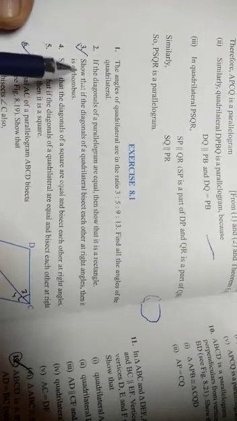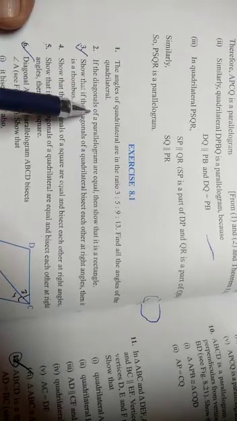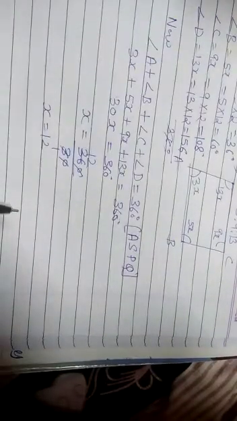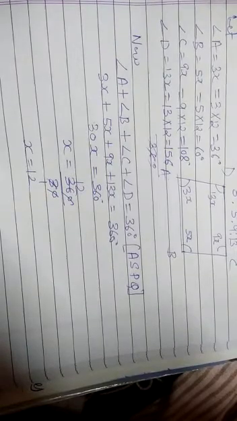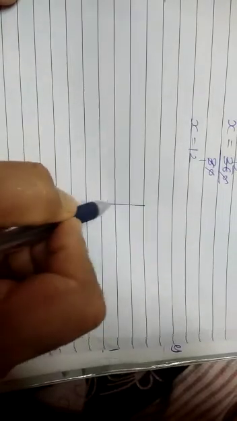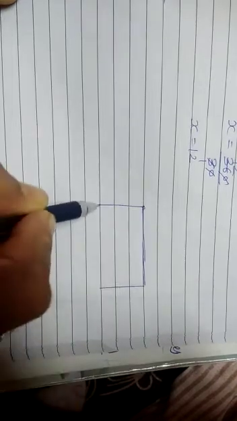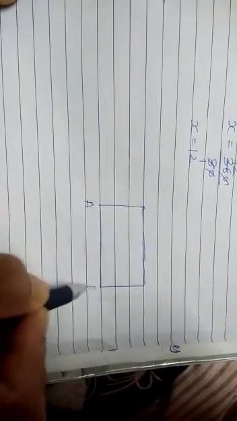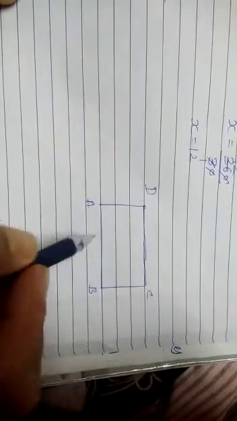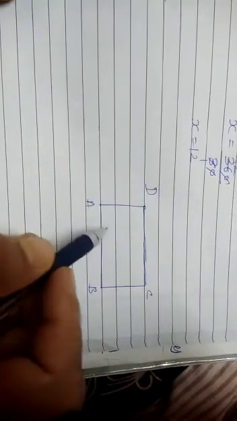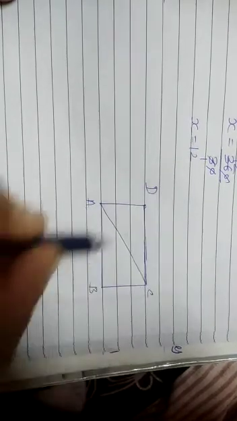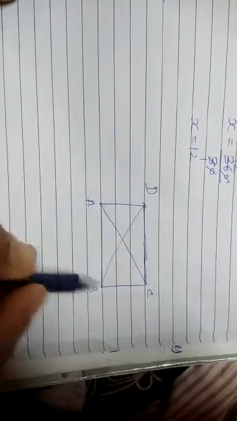Now the next question, question number 2: if the diagonals of a parallelogram are equal, then show that it is a rectangle. Suppose we have a parallelogram. So this is the parallelogram ABCD and its diagonals are equal. Here one diagonal is AC and the other diagonal is BD. These two diagonals are equal.